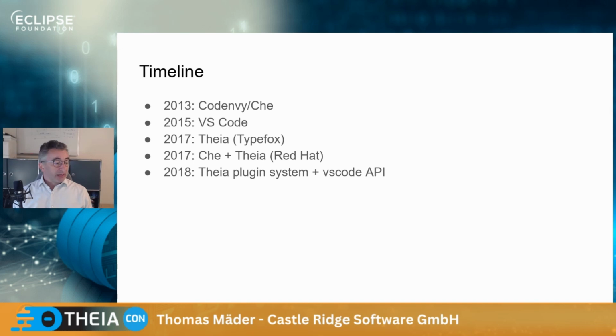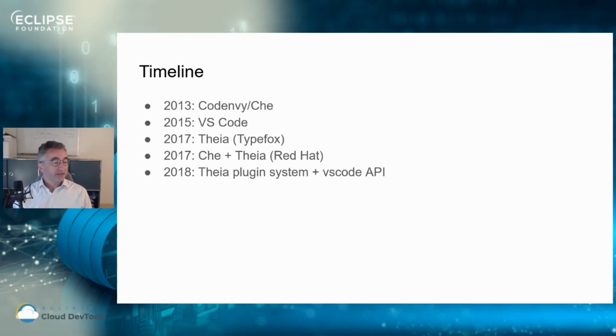So let's talk a bit about history. How did this all come about? In 2013, a project was started, or a product called Codenvy at the time. It later went to the Eclipse Foundation and became Eclipse Che. It was an IDE running in the cloud. So you would have a developer workspace in a container somewhere, and it would show you a proprietary IDE based on Google Web Toolkit. And all was good.